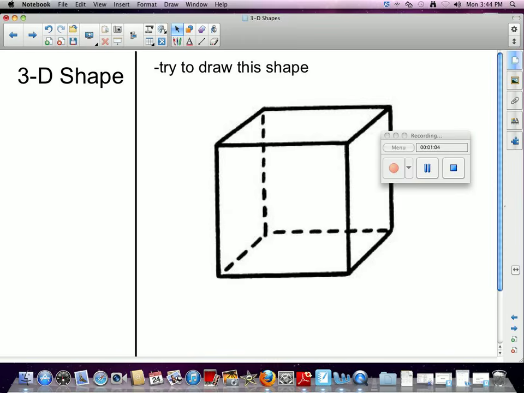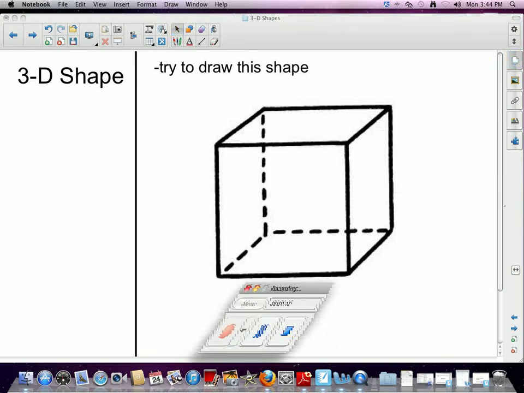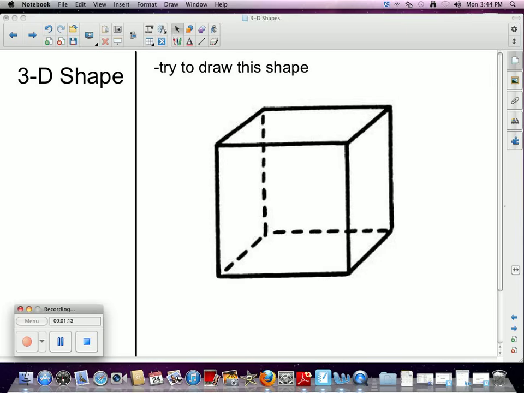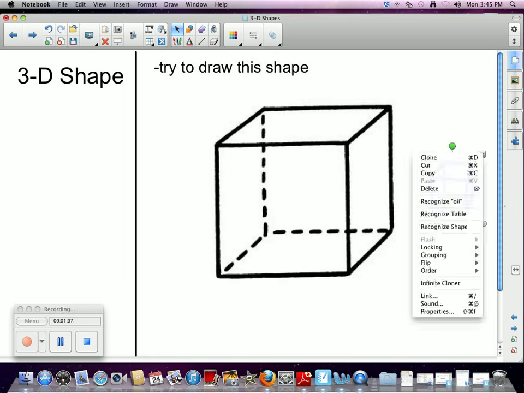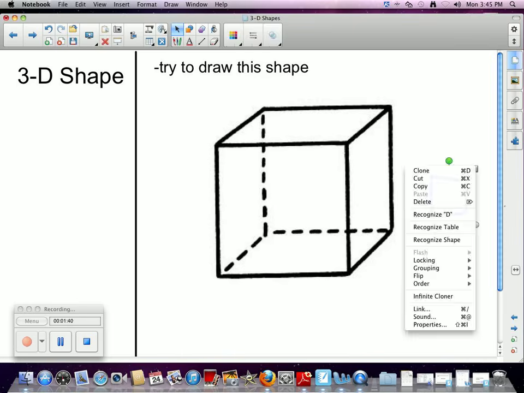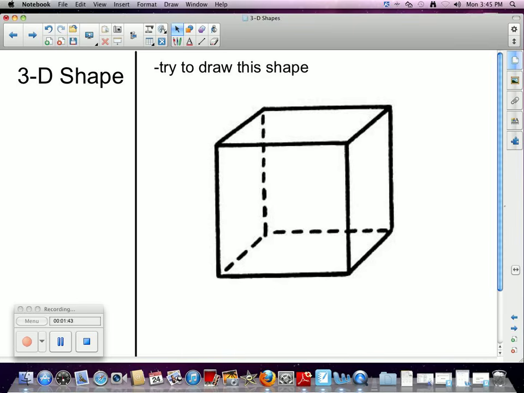So we're going to start with a 3D shape. Write the words 3D shape to your left, and I want you to try drawing the picture that I have up here. If you struggle drawing it, it's basically just a square. Put another square kind of up and behind it, and then you connect that corner to that corner, that corner to that corner, that one to that one. If you want them dotted like I do, then just take your eraser and start erasing those back lines. Pause it if you need to give the students time to draw, but let's get started.